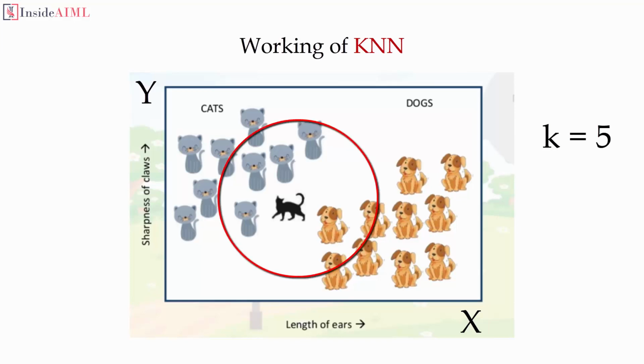And then, depending upon the most common animal in the group, we will come out with the conclusion. In this example, we can see that there are 4 cats and 1 dog. So as the number of cats is very much higher than the number of dogs, we will come to the conclusion that the unknown animal is a cat. So this is exactly how KNN works.